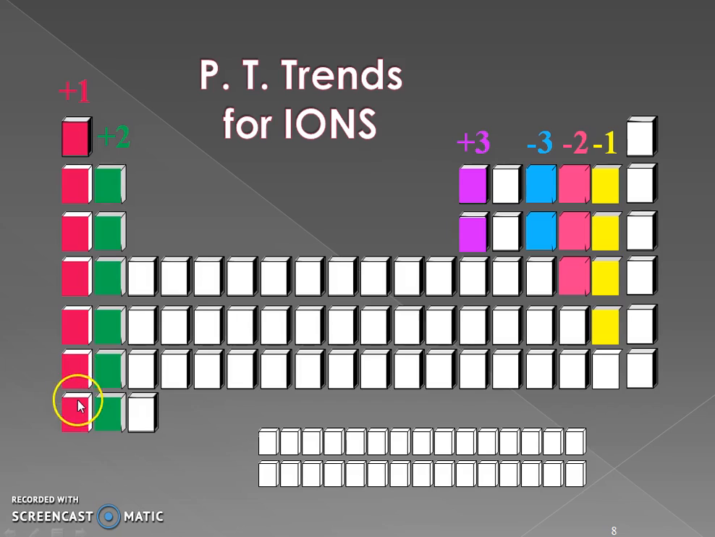All of group 1 are going to contain a +1 charge. All of group 2, when those atoms become ions, lose electrons, so they become a +2 charge. These transition elements, we're not going to give them charges yet. We're going to talk about them in more detail later, about how they form multiple charges.